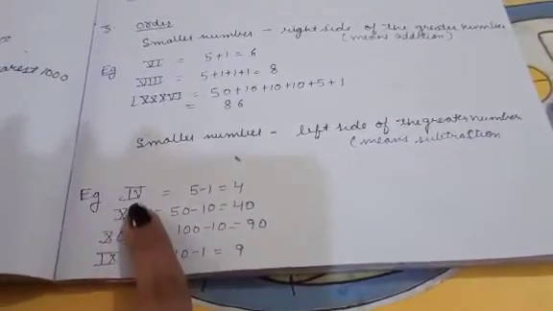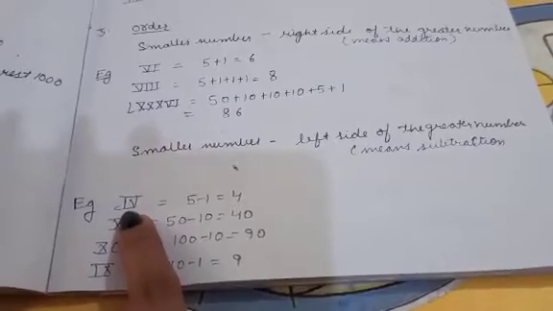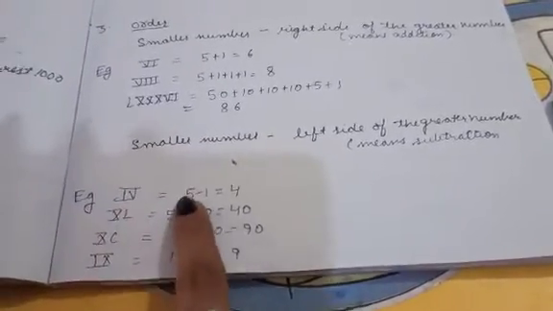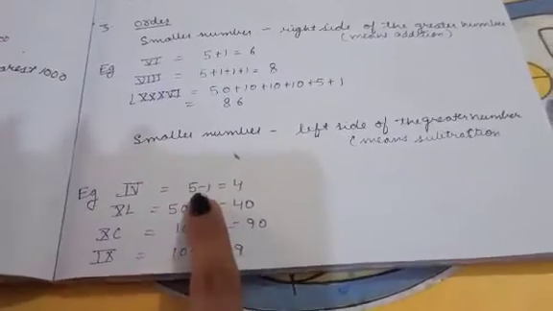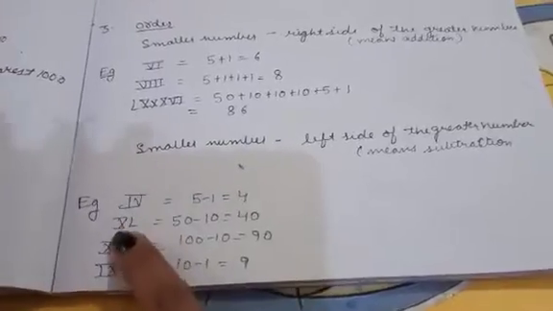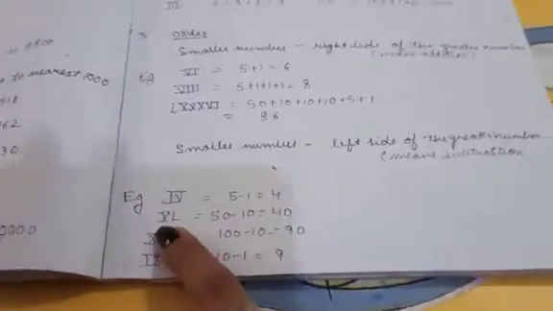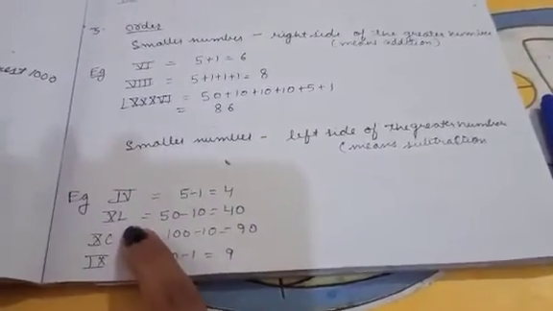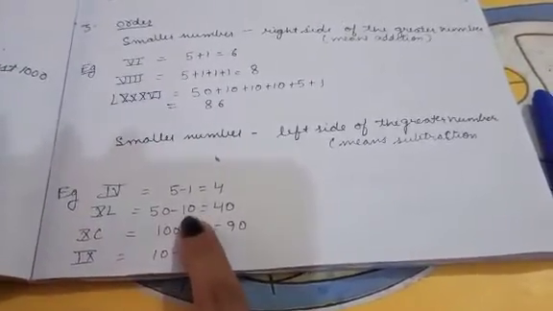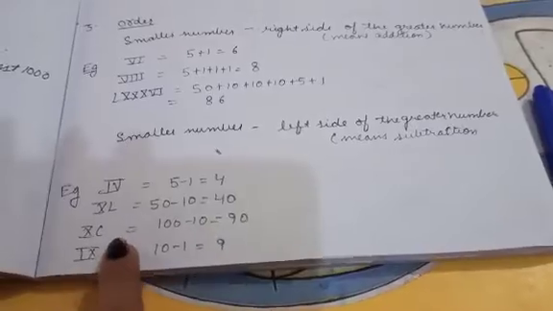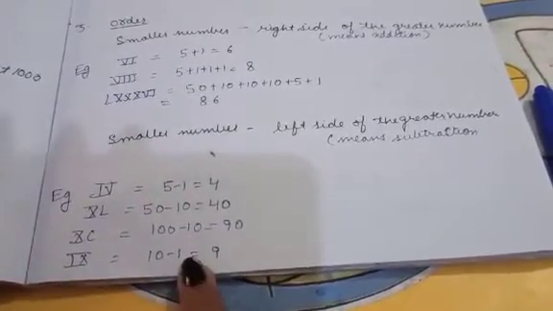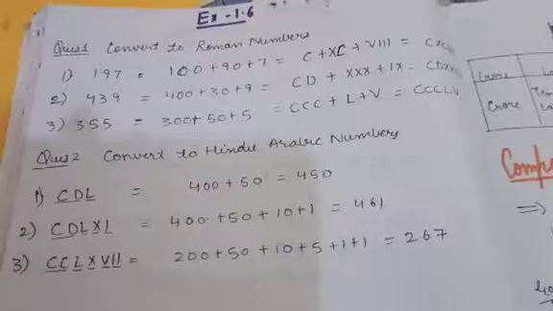Now, let us look at the examples. We have 1, which is smaller than 5, on the left side of 5. So, what I will do is, I have to subtract 1 from 5. 5 minus 1 is equal to 4. Now, let us move to the next. We have 10, smaller than 50, before 50. So what I have to do is 50 minus 10, that is 40. This is 100 minus 10 is equal to 90. And this is 10 minus 1 is equal to 9.